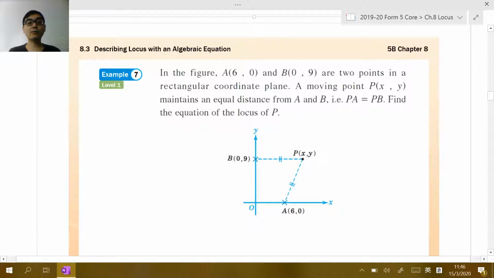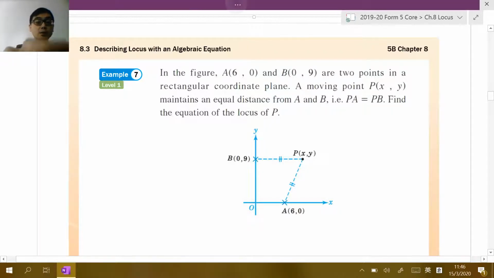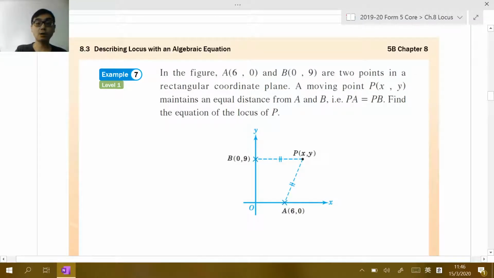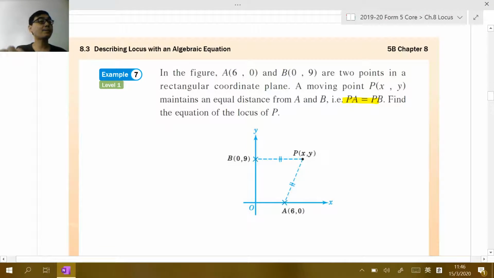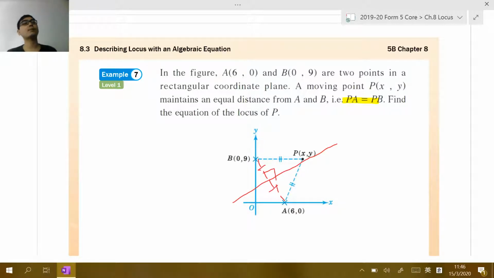For example, in question 7, if you have two fixed points, A and B, and the locus of P maintains equal distance from A and B. As we just learned before, this condition gives you the perpendicular bisector of AB. That means if you join AB, you should expect the line to be something like this, with a right angle, and the same here. This is a perpendicular bisector.